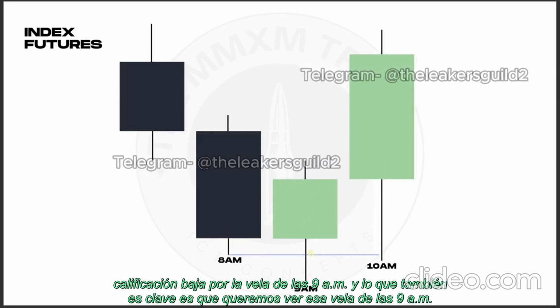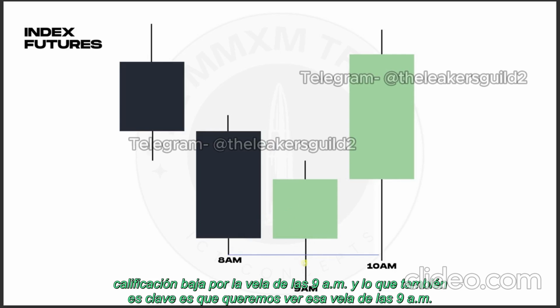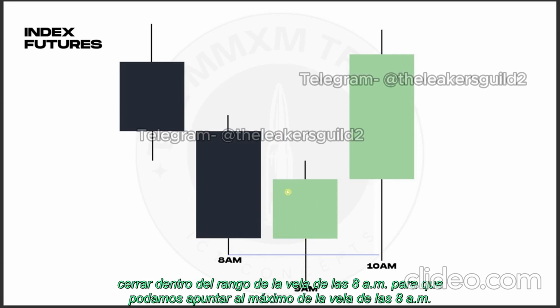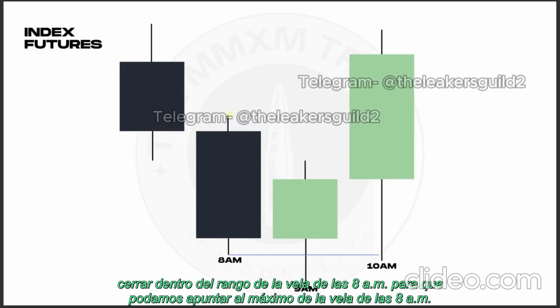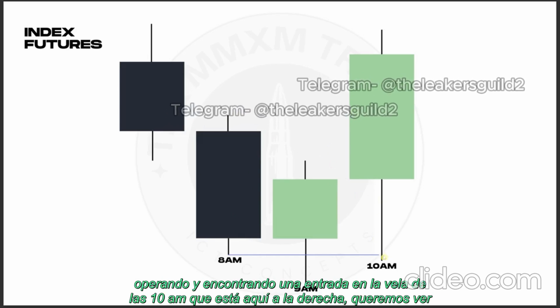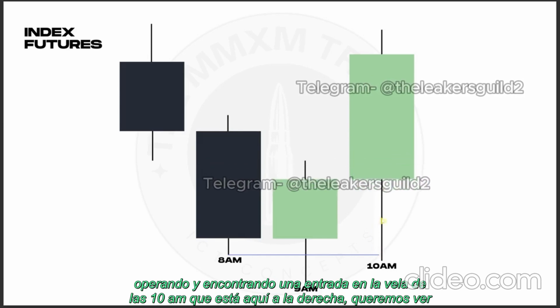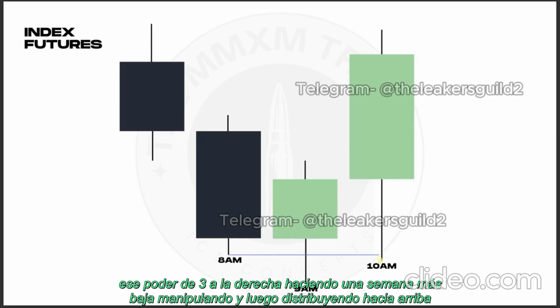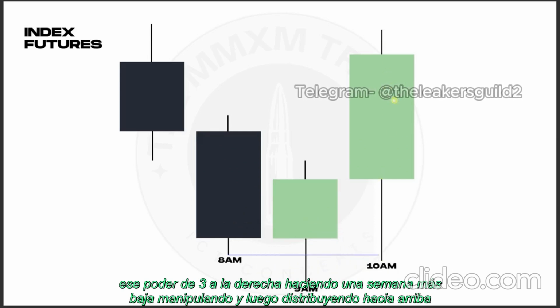candle low raided by the 9 a.m. candle. And what is also key, we want to see that 9 a.m. candle close inside the range of the 8 a.m. candle, so we can target that 8 a.m. candle's high by trading and finding an entry on the 10 a.m. candle, which is over here, right? We want to see that power of 3, right? Making a lower wick, manipulating, and then distributing up higher.